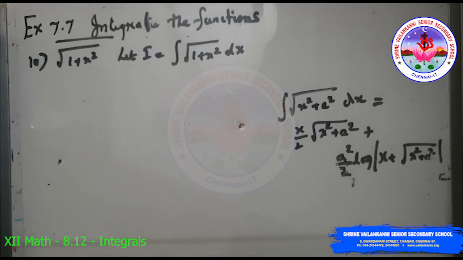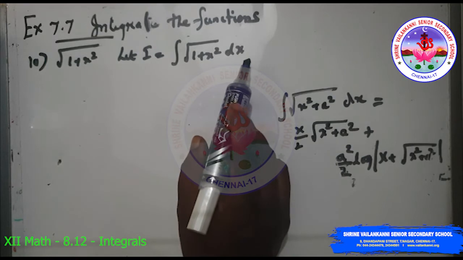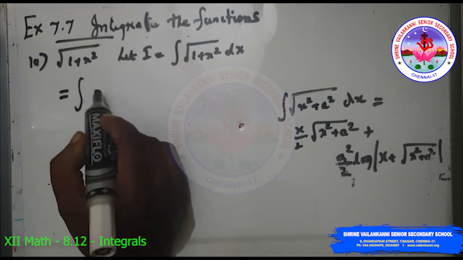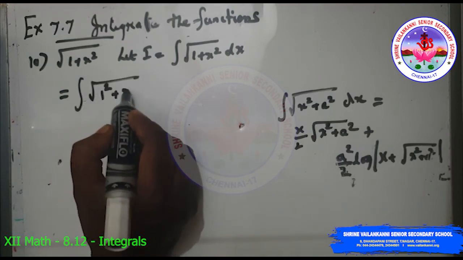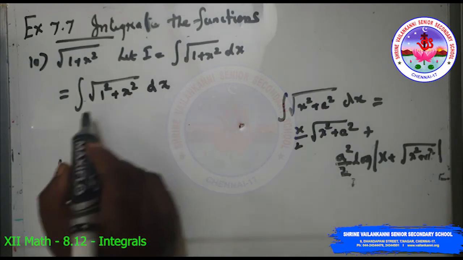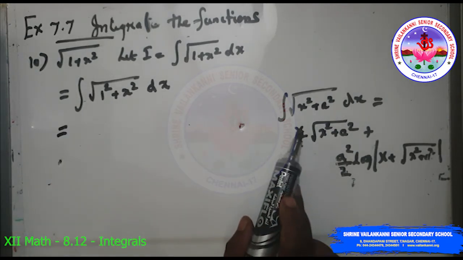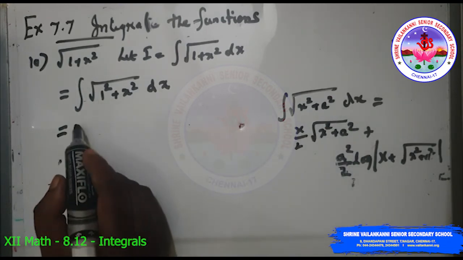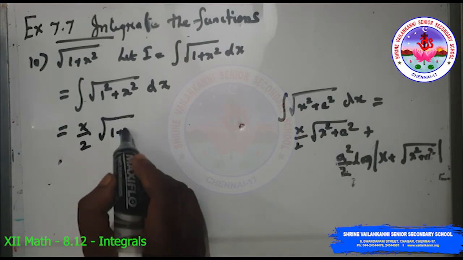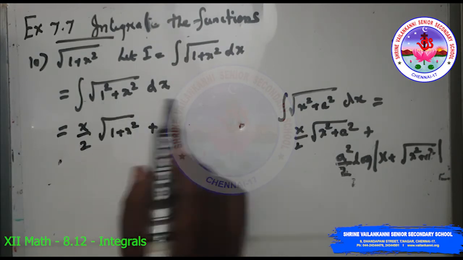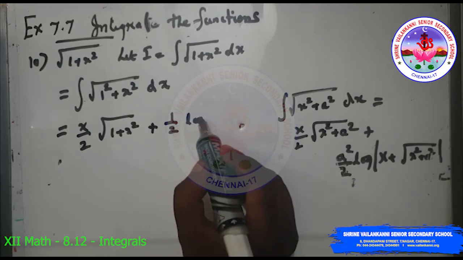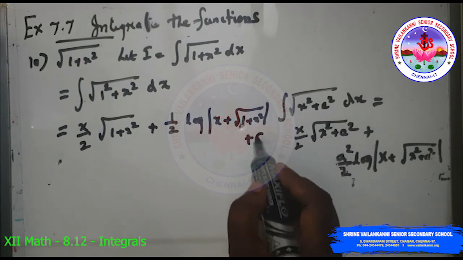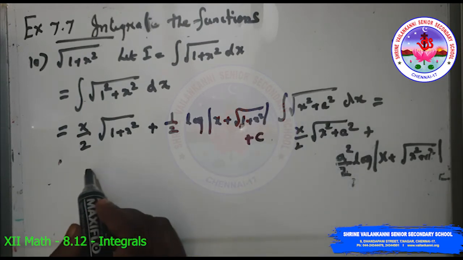10th question. Integral of root of 1 plus x square dx. So we are writing this as integral of root of 1 square plus x square into dx. Which is nothing but the integrals of the type integral of root of x square plus a square into dx. So I am going to write this as x by 2 into root of 1 plus x square plus, a square is 1, so 1 by 2 into log of modulus of x plus root of 1 plus x square plus c. So correct answer is option A.